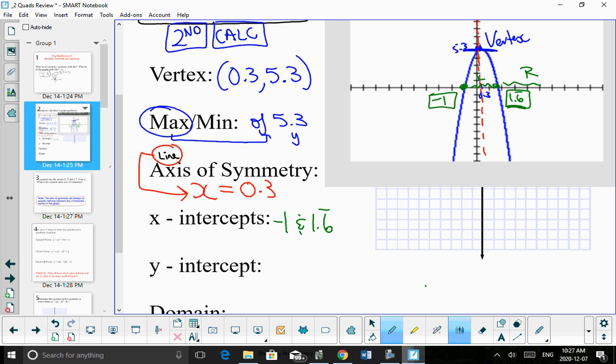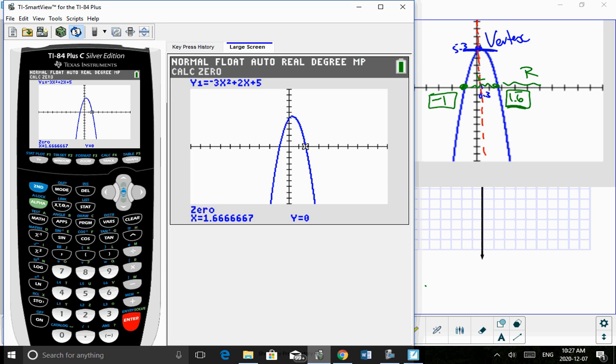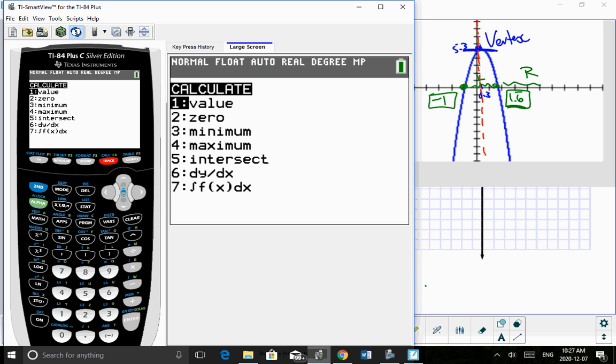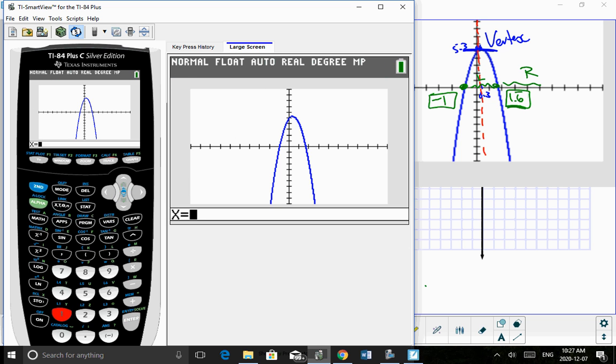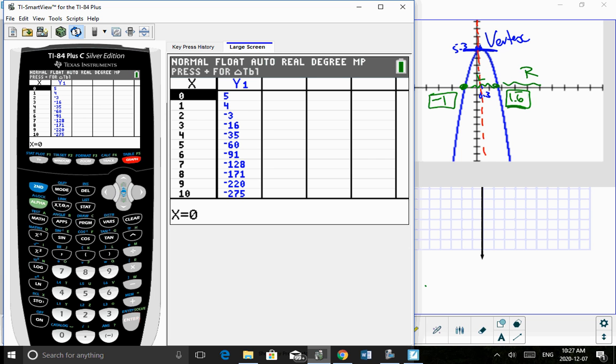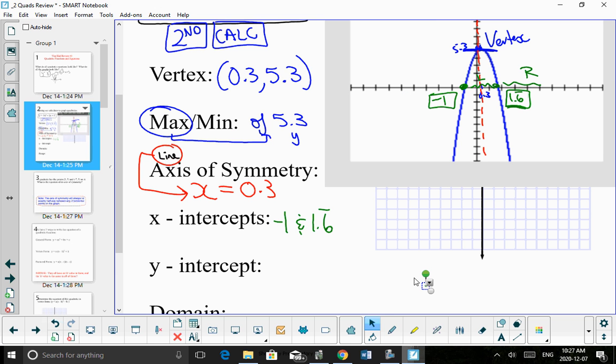Y-intercept. So you have a couple of options for y-intercept. Option number 1, again, use the same menu, second trace. This time we pick number 1 for value, and we're just going to enter in 0 because y-intercepts occur when x is 0. So right there, my y-intercept is at 5. The other thing you could do is you could go to table, go to where x is 0, and you can see the y-intercept is at 5. So we've got a y-intercept at 5.